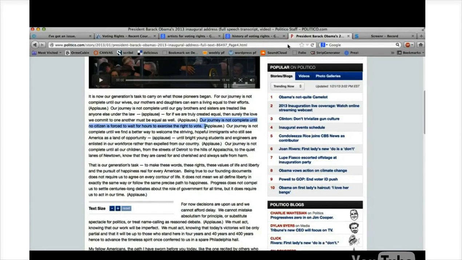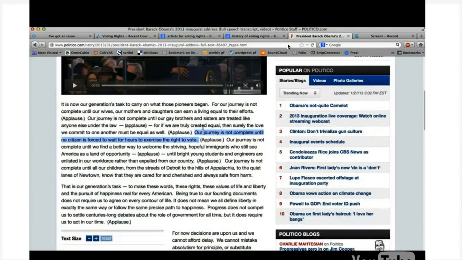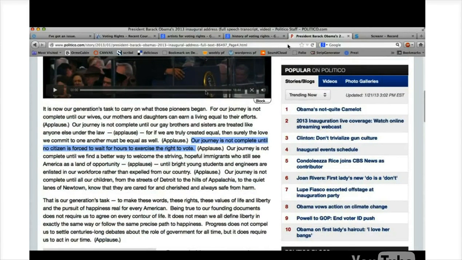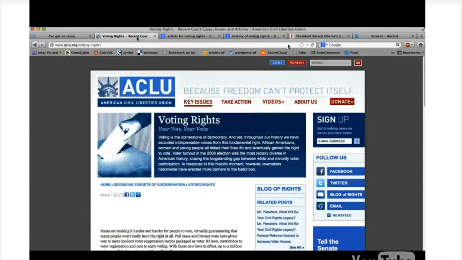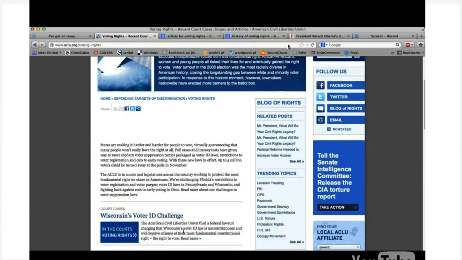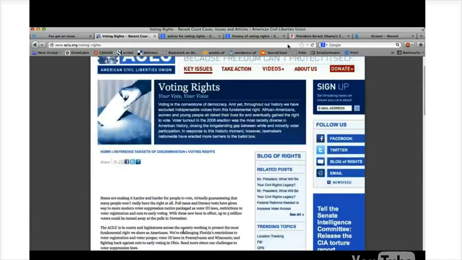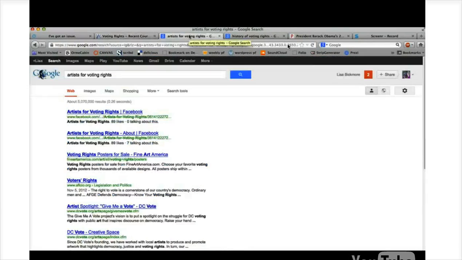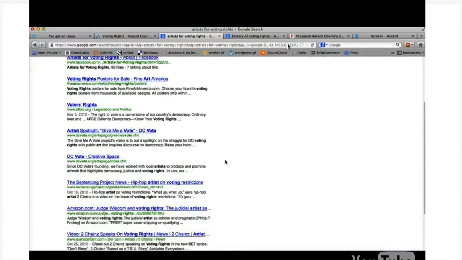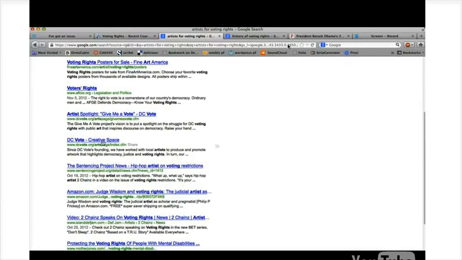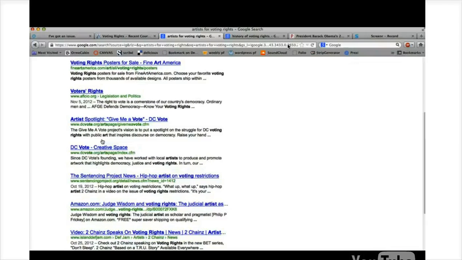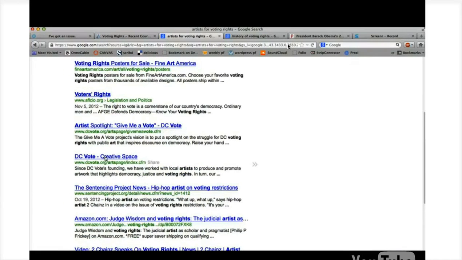So let's think of a specific circumstance. As I was listening to the inaugural speech today, I was struck by President Obama's discussion of voting rights, which led me to do just a little research. So here you have the ACLU. It articulates some various circumstances in which voting rights issues are being addressed. This led me to look into the artistic idea of the issue. Are there artists, for instance, who are addressing voting rights here? DC Vote is working with local artists to produce and promote artwork highlighting democracy, justice, and voting rights.